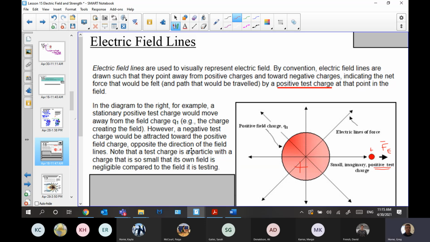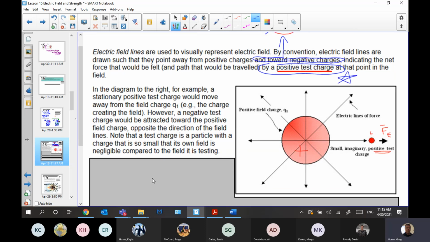So if we had a negative charge, then a positive test charge, of course, would have a field that goes in, right? So the field would be like this. It's just the direction a positive test charge would go, right? So force is felt by a positive test charge. It's important to remember that weirdness. So the diagram to the right, for example, says a stationary positive charge would move away and a negative would go towards, and so on.